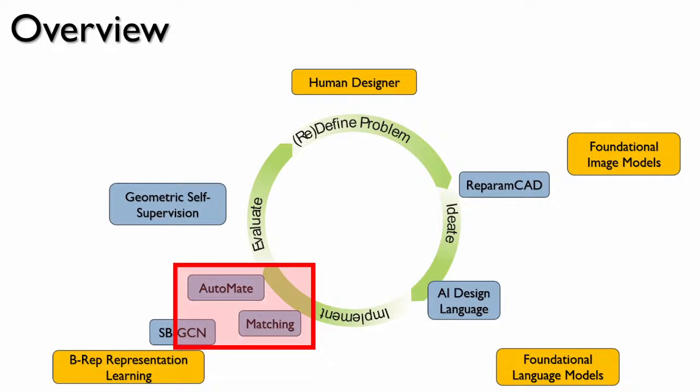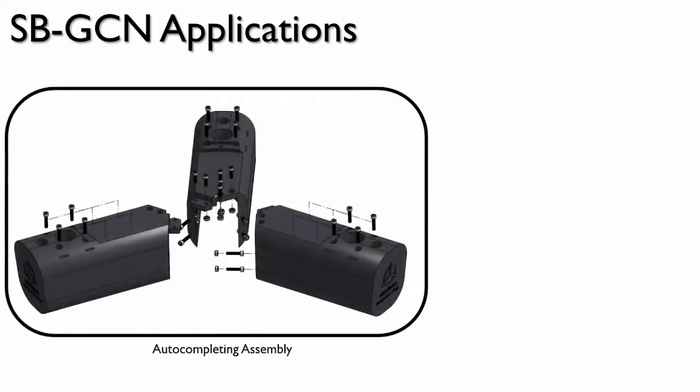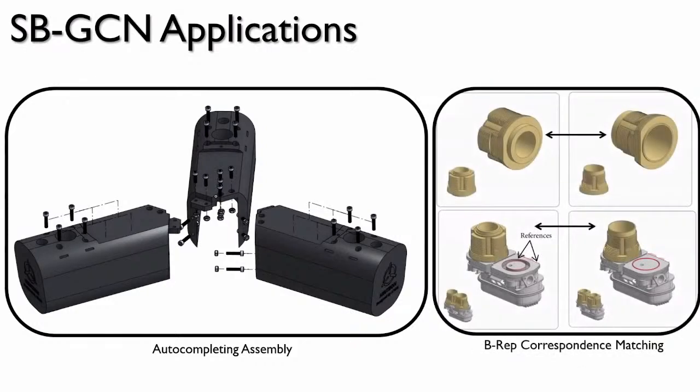So again, two tools I'm going to talk about here, two applications of this. One is an application to autocomplete assemblies, so taking a bunch of pieces of geometry and putting them together into a functional part. And the other is correspondence matching for collaboration, so figuring out which entities in one VREP match to a semantically similar but geometrically different one.